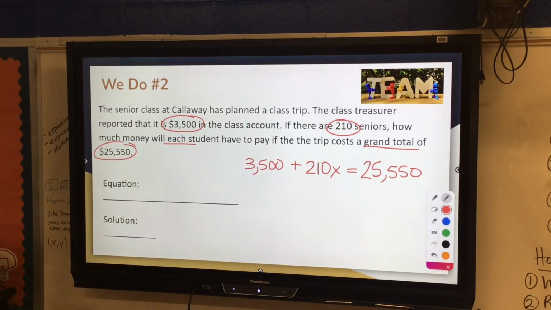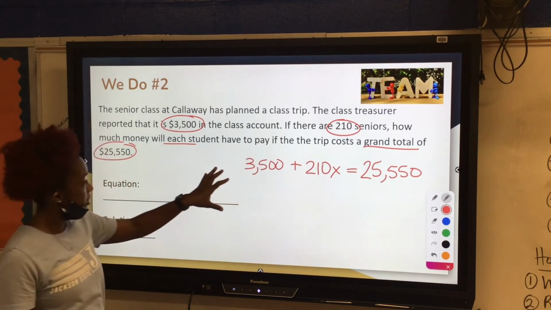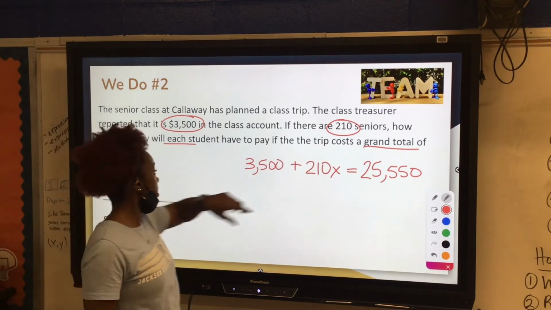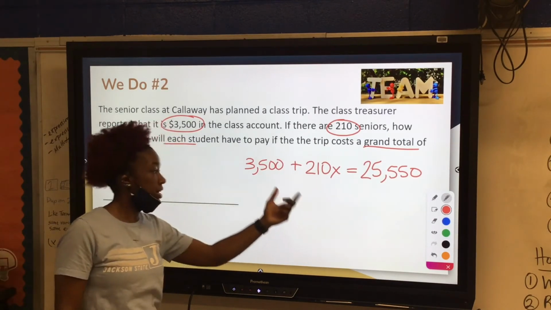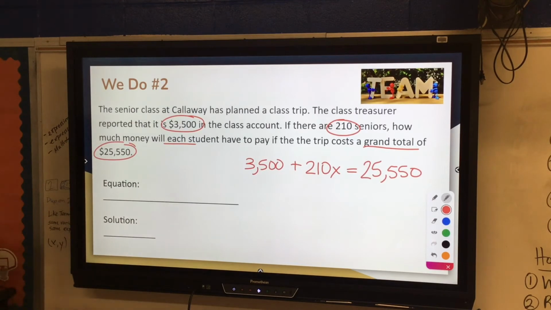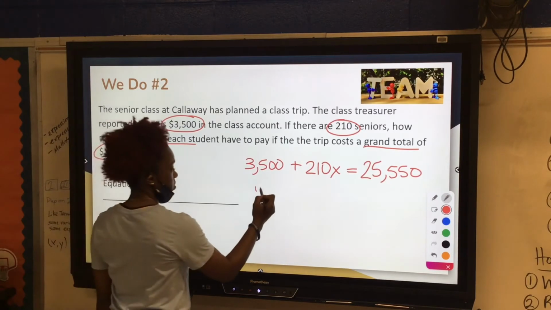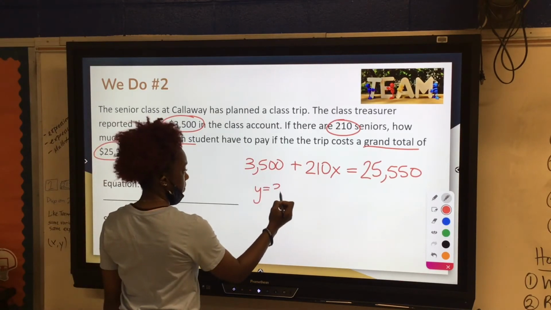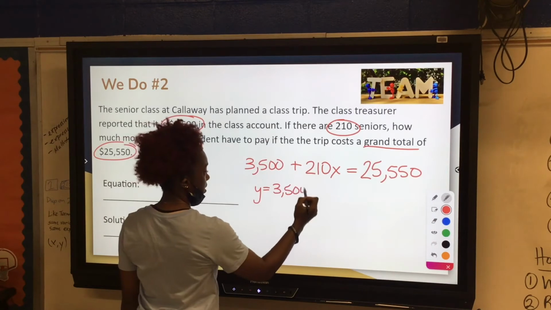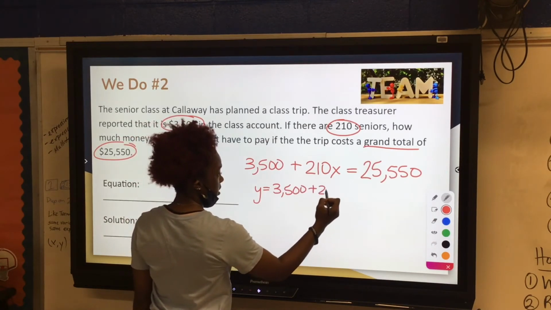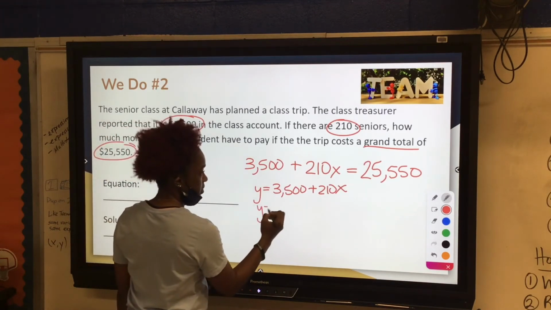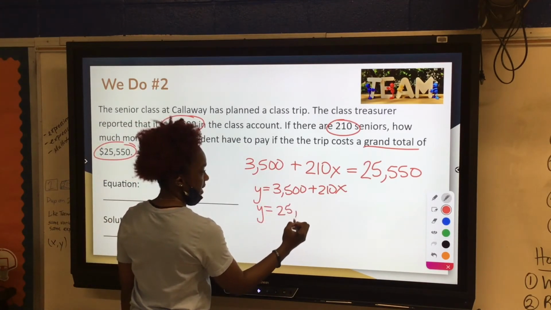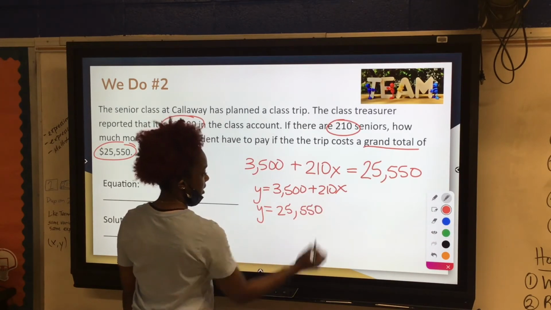This is what we started with. There are 210 seniors, and we need to see how much each senior will have to pay in order to get that grand total. So, in Desmos, we have y equals 3,500 plus 210x. And then in the second input, or the second box, we put y equals 25,550.